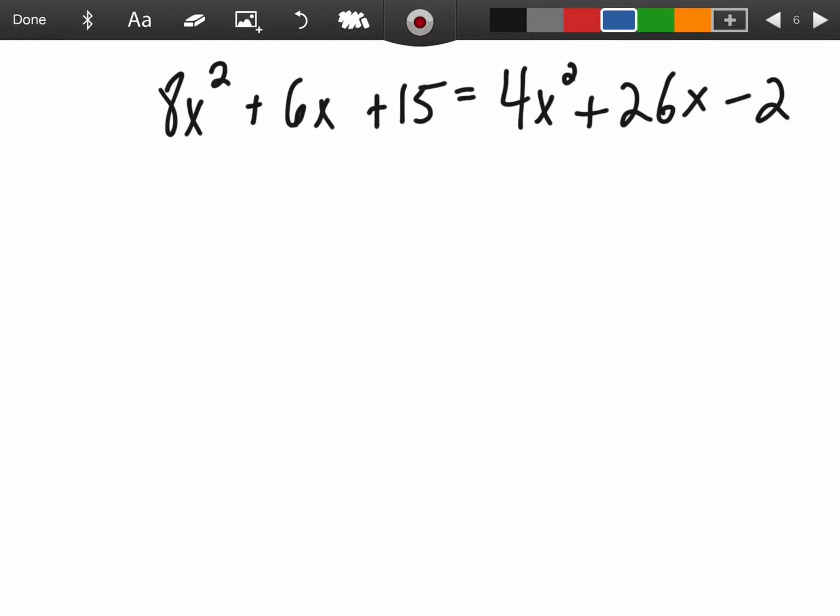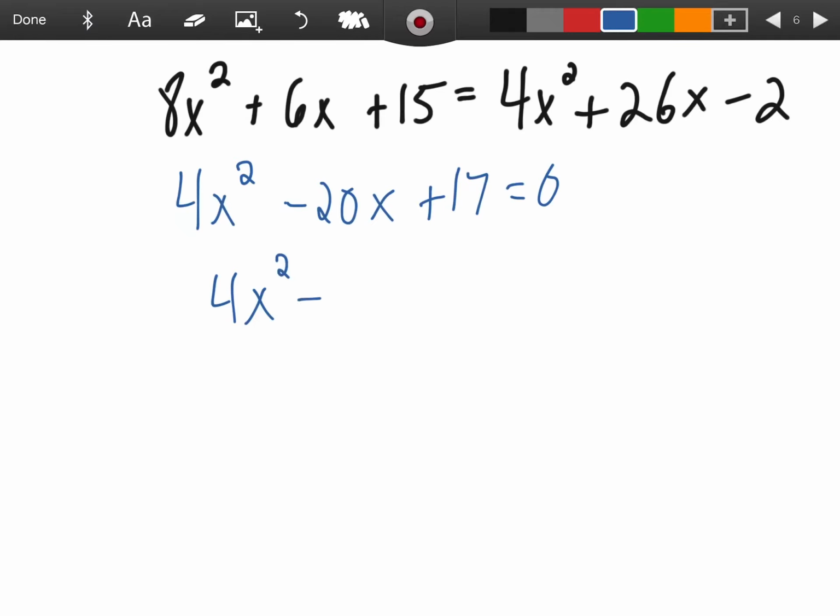Looks complex. Okay, let's get everything to one side. So I'll subtract everything over. I get 4x squared minus 20x, and then plus 17 is now equal to 0. All right, so let's just get rid of this 17. I do not want it on the same side as my x's. So I'll subtract that to the other side. 4x squared minus 20x equals negative 17.